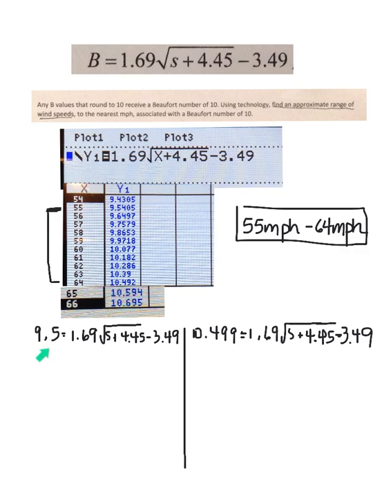Okay, so again, you're finding the lowest value that would round to 10 and the highest value that would round to 10, and then you're going to isolate this radical by first adding the 3.49, dividing the 1.69, and then getting rid of that square root by squaring. Okay?